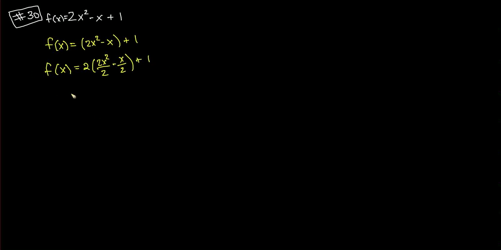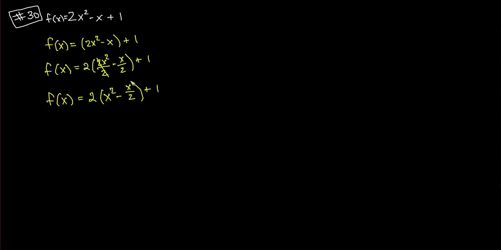And now what you're going to do is, well, you're going to go like that, and maybe you're going to rewrite it like this: 2 x squared minus x over 2. And that's what you want. You want that x squared term to be 1, like it is now.